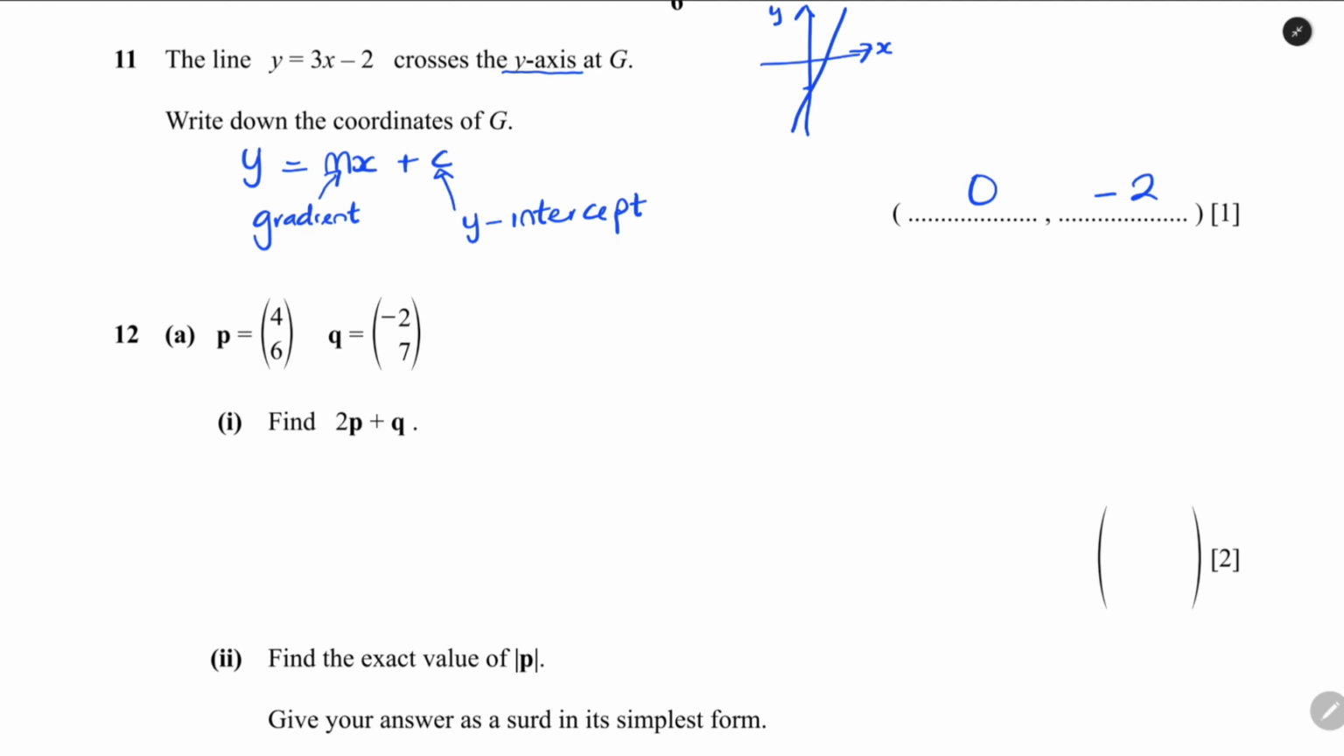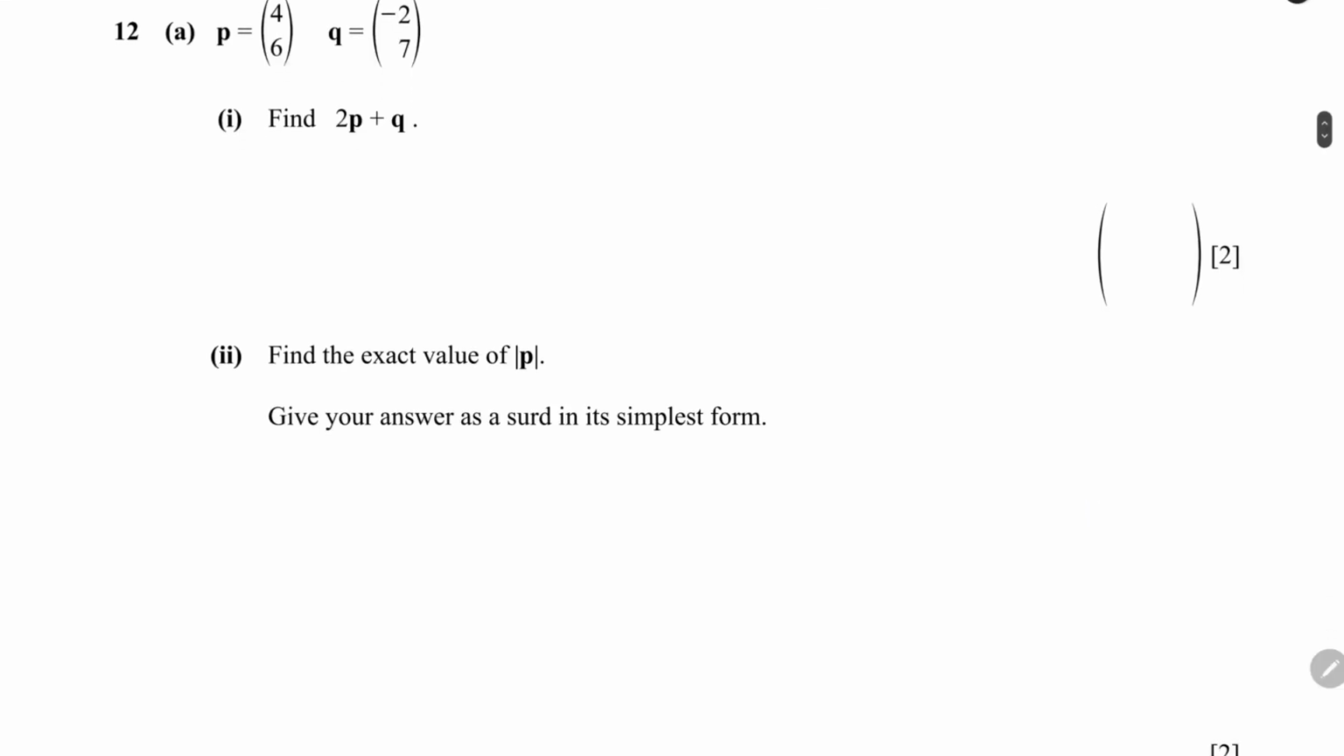All right. Question number 12. Here we're looking at a vector question. We have vector p and vector q. We've been asked to find 2p plus q. So the first thing to do is to have your 2 multiplying your p. P is (4, 6), plus your q, which is (minus 2, 7).